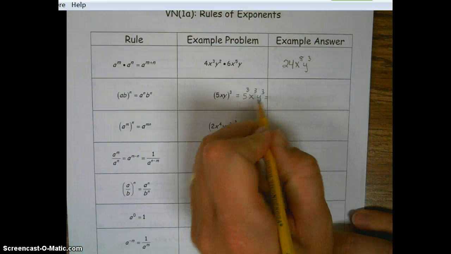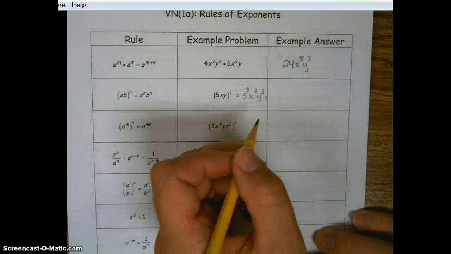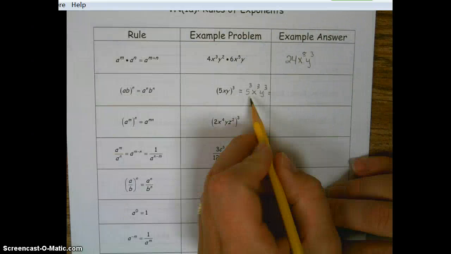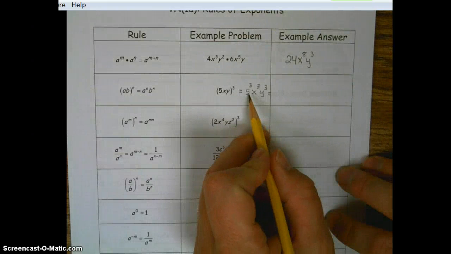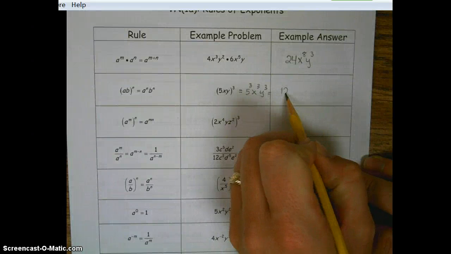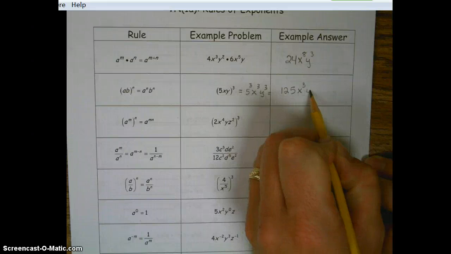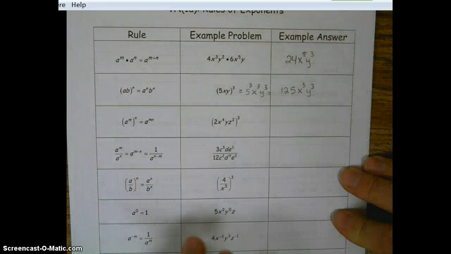Now we'll get the answer. 5 to the third, that'd be 5 times 5 times 5. 5 times 5 is 25. And multiply by 5 again, we get 125. x to the third, y to the third.